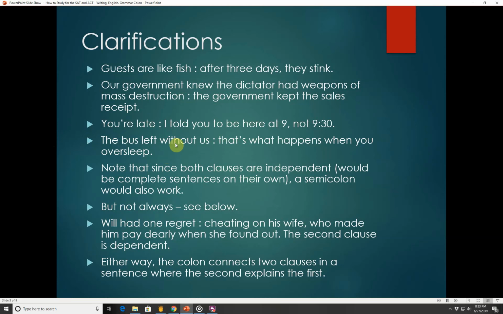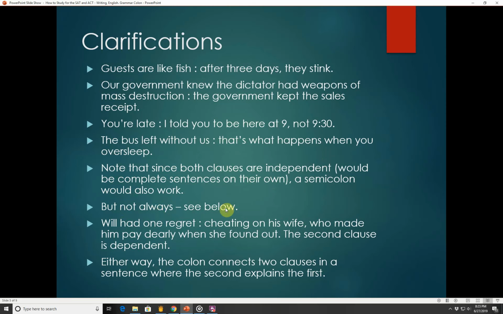So again, explains the bus left without us because you overslept, and for some reason I decided to wait for you. Note that both clauses are independent in these. That is, they would be complete sentences on their own. Those could also be called strong clauses. So a semicolon would also work. But not always. See below.